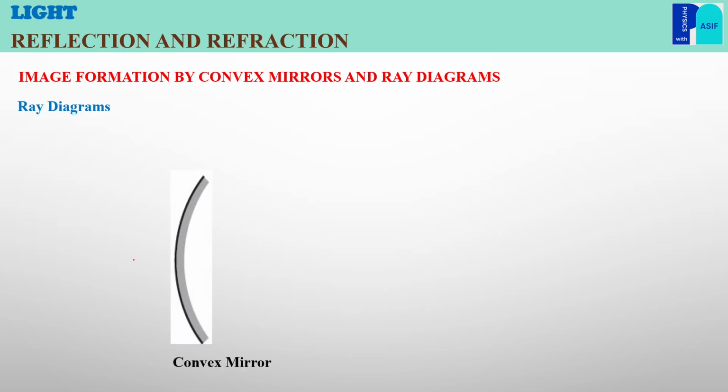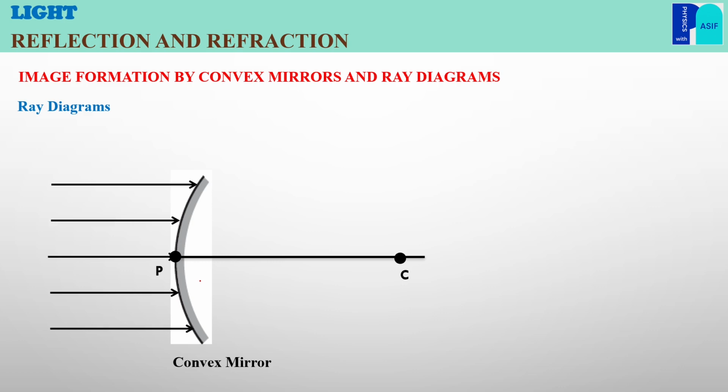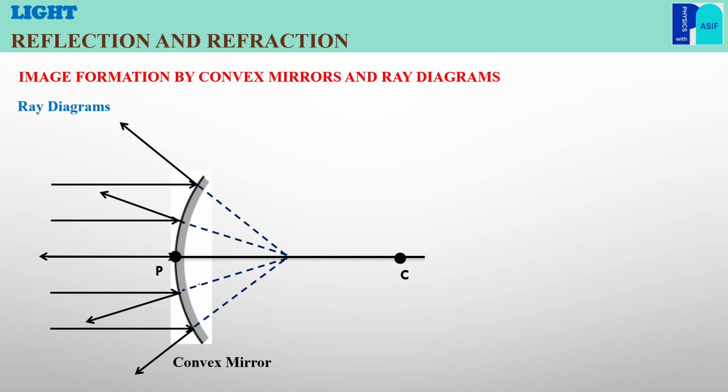We take a convex mirror and we mark the pole and center of curvature of the convex mirror, and the line joining these two points is called the principal axis. Now we take a beam of parallel rays that are incident onto the reflecting surface of the convex mirror, and after reflection they diverge in different directions, and if we extend all the rays that are diverged in the backward direction, they will meet at a point on the principal axis, and that is the principal focus of the convex mirror. In this case, the object is at infinity and its image is formed at the principal focus of the convex mirror, that is behind the mirror.